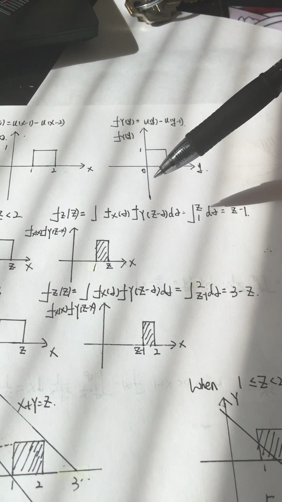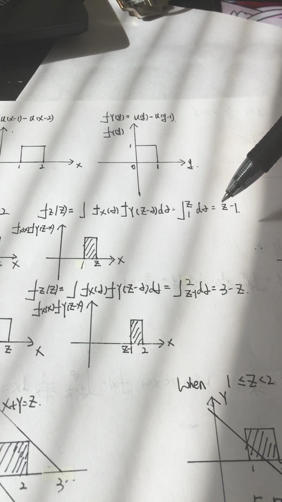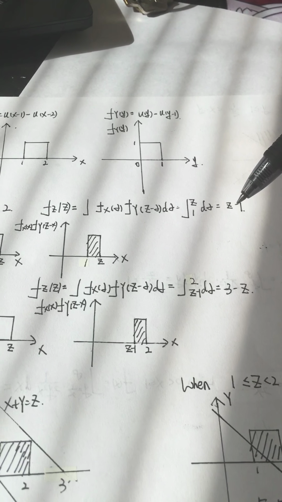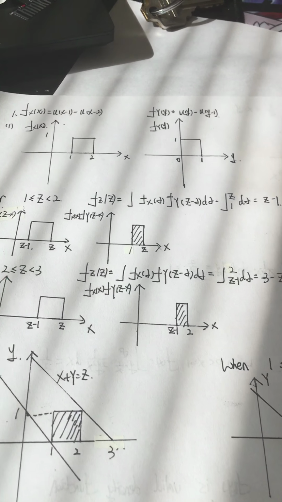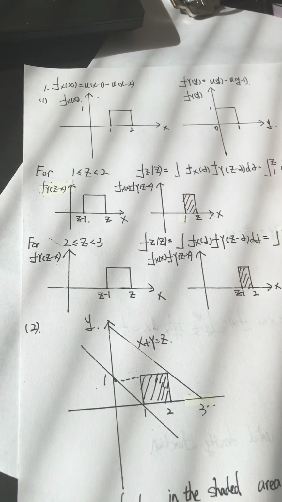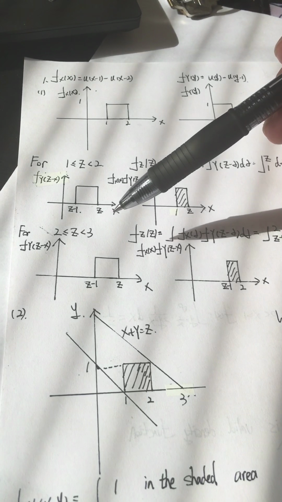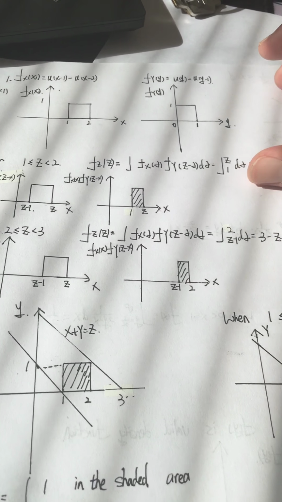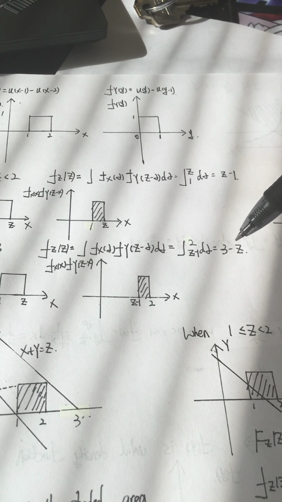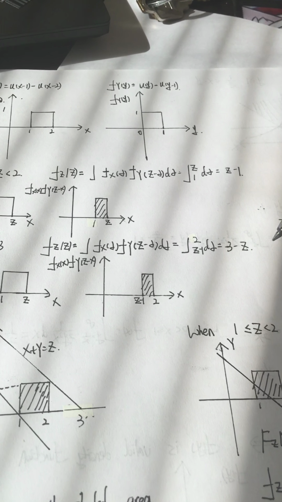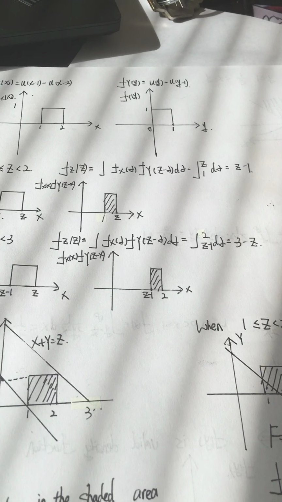We can find that the PDF of z is equal to the integral of 1 from 1 to z, and the outcome is z minus 1. The second condition is when z is less than 3 or more than or equal to 2. Integrating 1 from z minus 1 to 2, we get the PDF of z in this interval is 3 minus z.